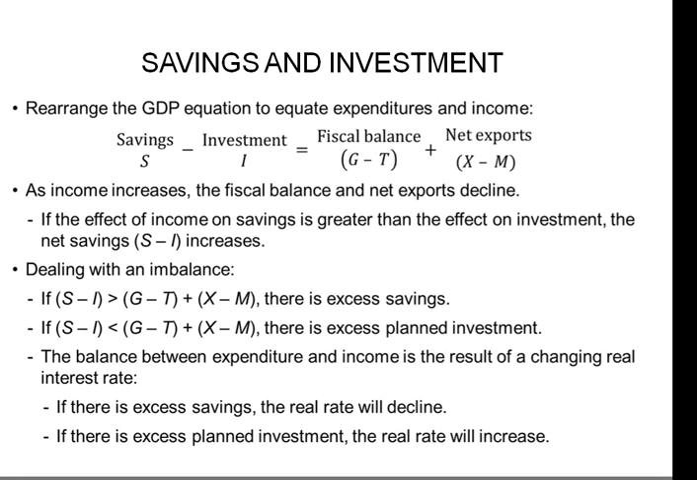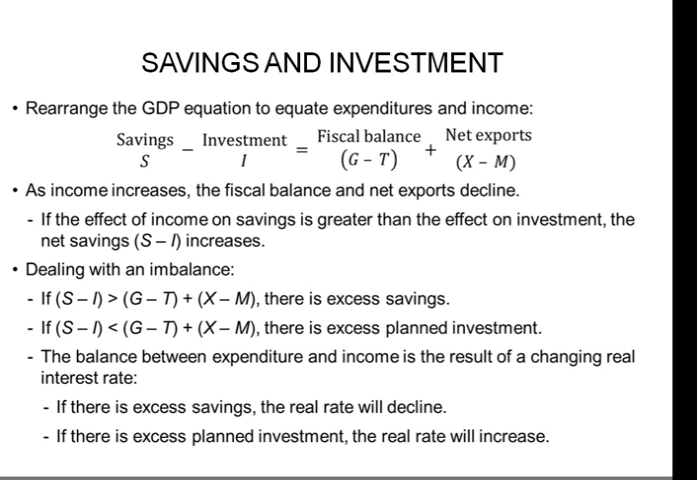If the effect of income on saving is greater than the effect on investment, the net saving increases. So income is increasing, but it is contributing more in savings than investment. So S minus I increases. Dealing with an imbalance, if S minus I is greater than G minus T plus X minus M, there is excess saving. So there will be more savings than consumption.